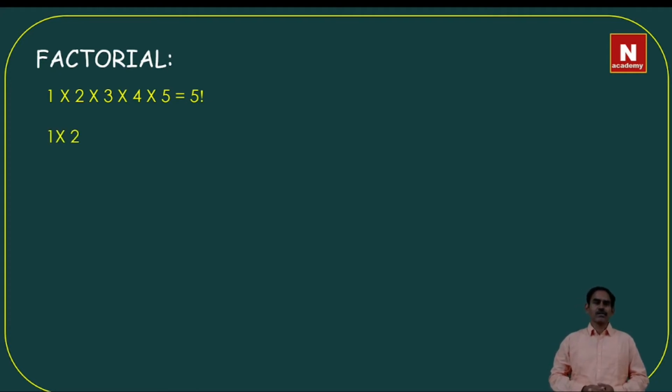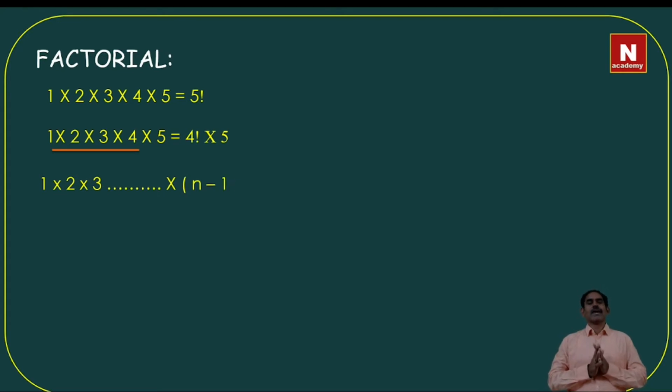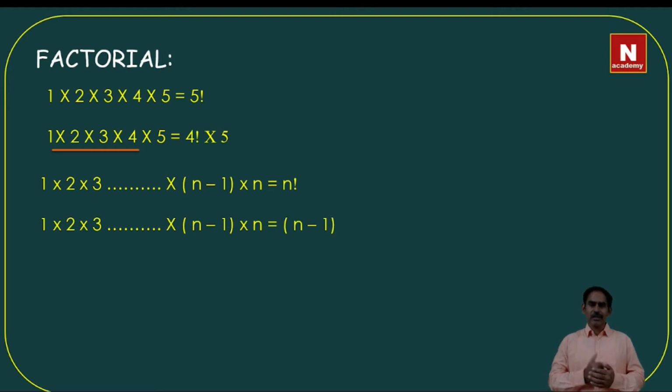This is the first part, factorial. The product of consecutive 5 natural numbers can be written as 5 factorial. This can also be written as 1 up to 4, that is 4 factorial into 5. Next, the product of first n natural numbers is denoted by n factorial, and also 1 up to n minus 1 is n minus 1 factorial, into n. Next, 0 factorial is 1.